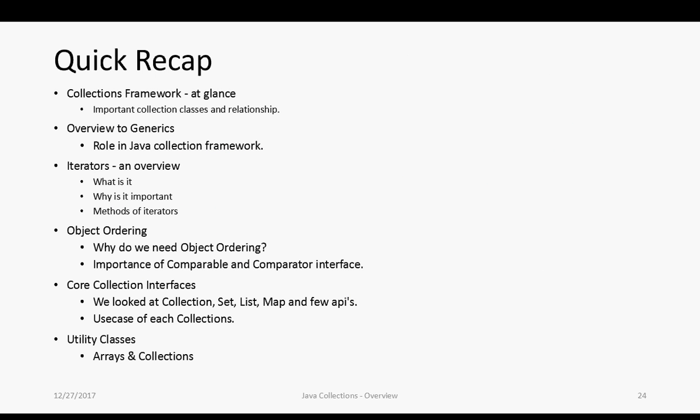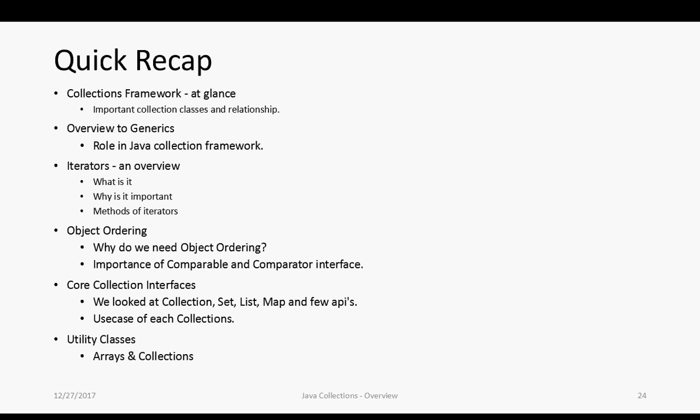Okay, we are done. We are going to quickly recap what we learned today. So we talked about the collections framework. We gave you a 30-feet overview. We talked about various classes, relationships, interfaces, and the utilities, the object ordering interfaces that are there. We talked about generics, what is their role in the Java collections framework, how it helps. Then we covered iterator, what iterators are, why they are important, and important methods of iterator.